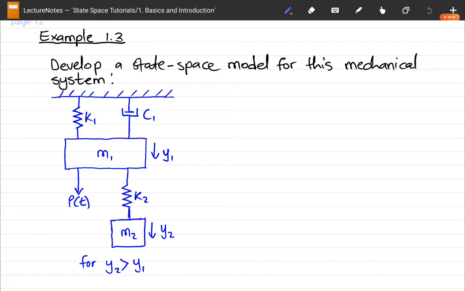This is the fourth example of the series, and it is slightly similar to the first example we did in the series. However, this one is a bit more complicated. The first example had only one mass, and this one has two masses which are interacting with one another. Interesting to see how that will pan out.